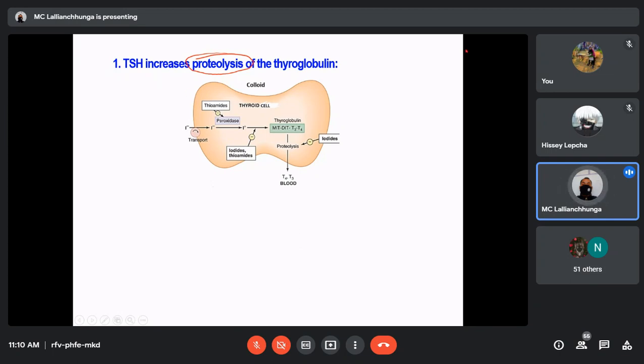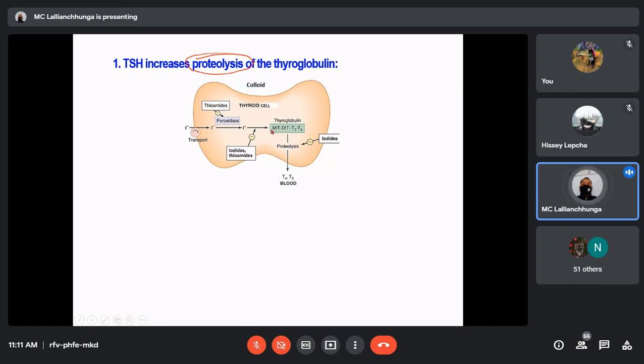Let us look at this diagram. This is the thyroid follicular cell, and here is the colloid part of the follicle, and here the circulatory system, meaning the hormones will be secreted into the bloodstream. In the thyroid cell, there is synthesis of the thyroid hormones T3 and T4, a combination of tyrosine and the oxidized form of iodine. All these things we have already discussed.